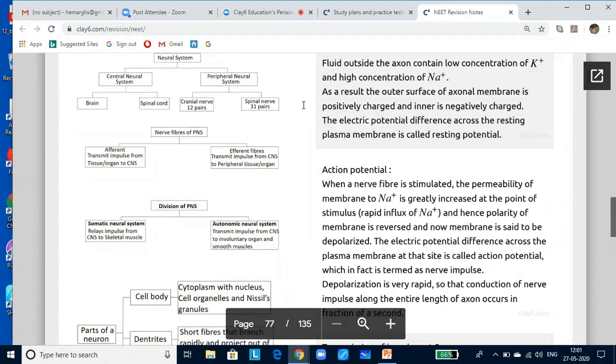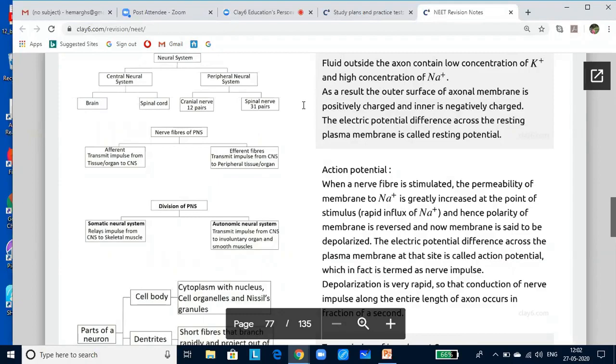These are afferent fibers and efferent fibers. Afferent fibers transmit impulses from tissues or organs to the central nervous system, and efferent fibers transmit regulatory impulses from the central nervous system to the concerned peripheral tissues. The PNS consists of somatic nervous system and autonomic nervous system. The autonomic nervous system is further divided into sympathetic nervous system and parasympathetic nervous system.